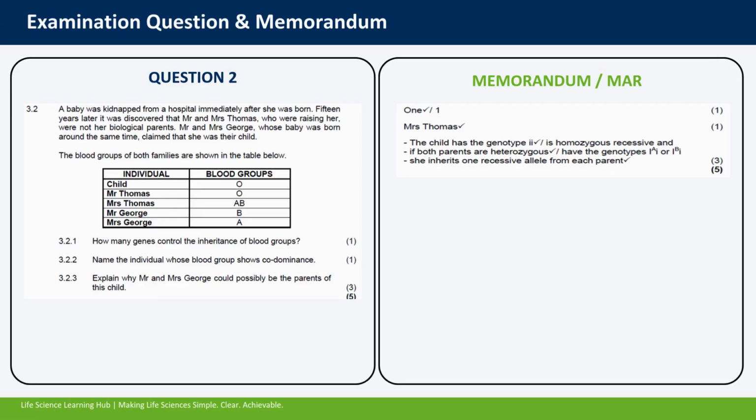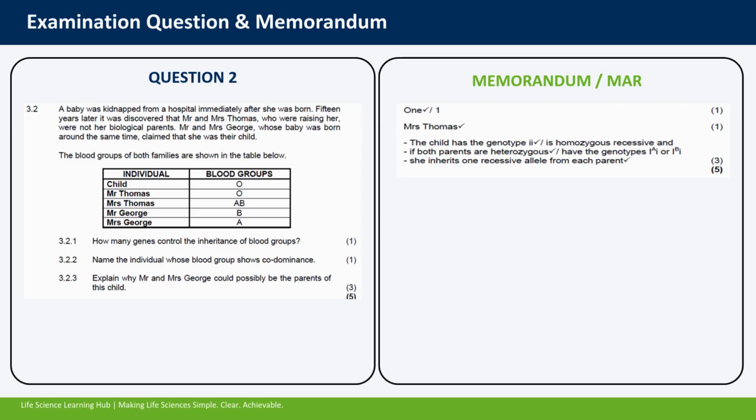Question 3.2.2 says name the individual whose blood group shows codominance. And remember what codominance means. It means that both alleles are expressed at the same time. Neither allele masks the other. And based off the summary we looked at earlier, we know that the blood group that is responsible for codominance is AB, which means the answer here is Mrs. Thomas.